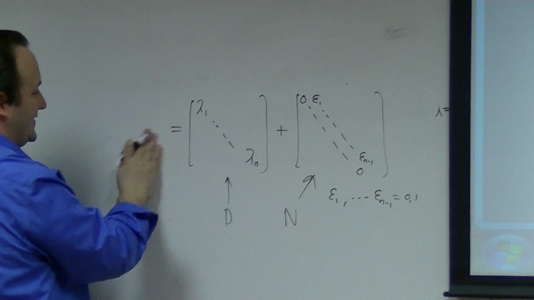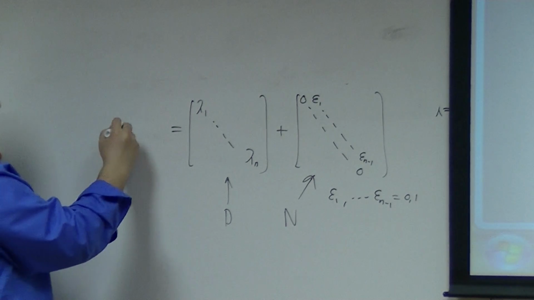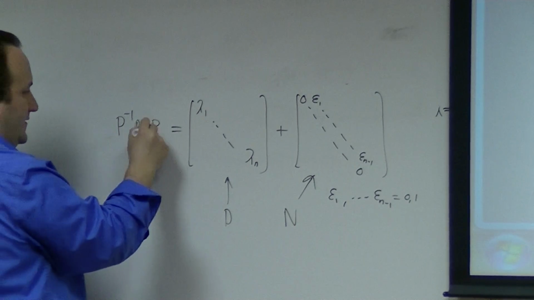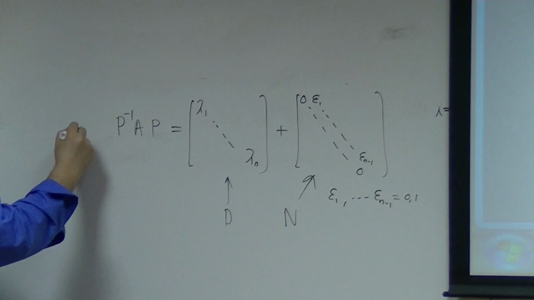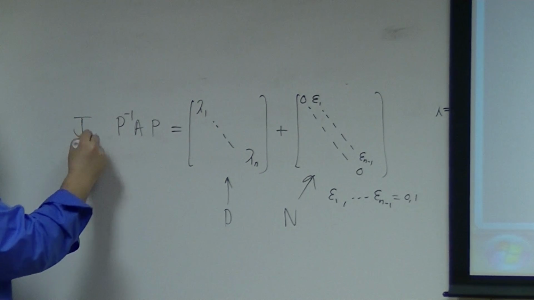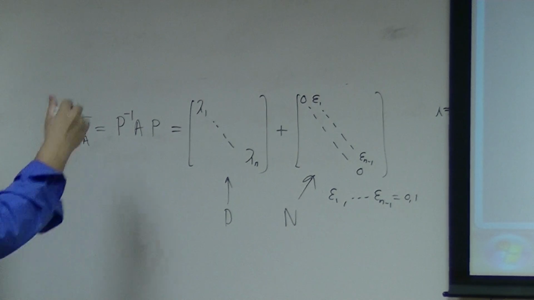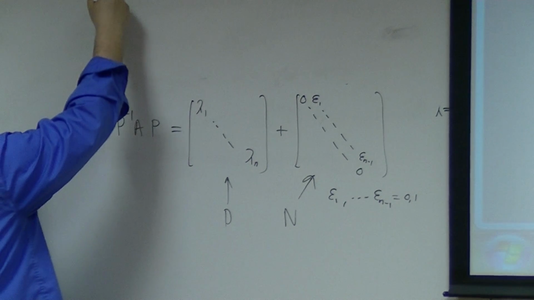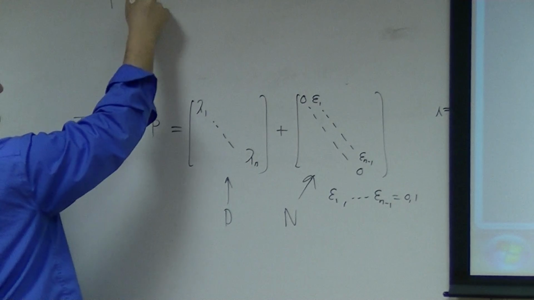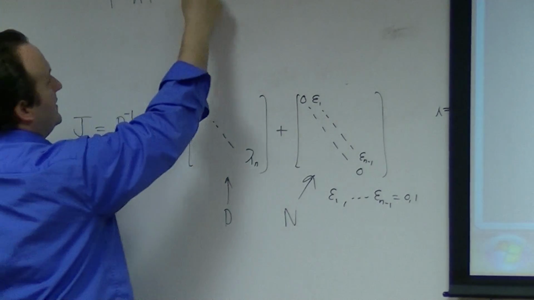But what I really should say is that P inverse AP is equal to this, right? So that would be the Jordan form corresponding to A, let's say. Now that, J sub A is equal to D plus N. So we've got P inverse AP is equal to D plus N, right?